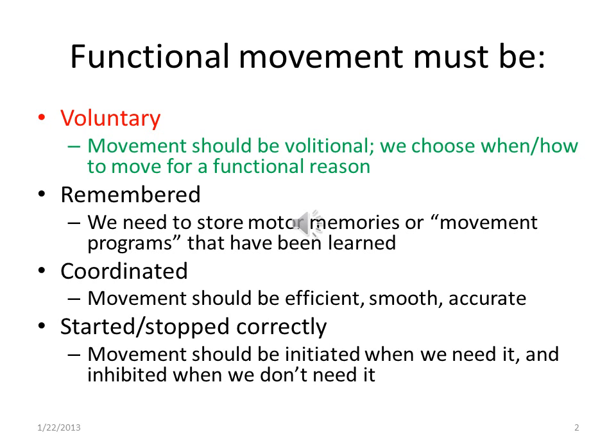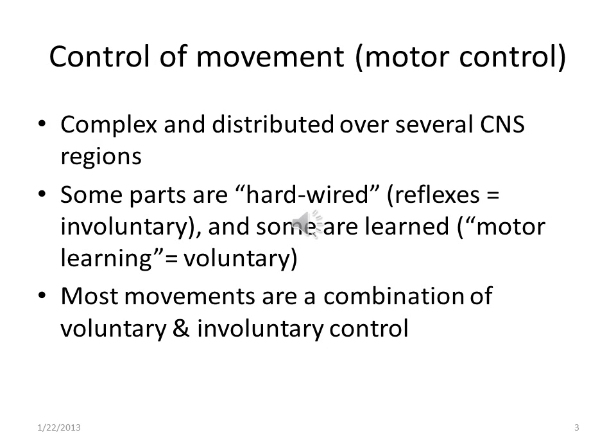We're going to start with looking at voluntary or volitional movement. The control of movement is sometimes called motor control. It is complex, and as the slide says, it is distributed over a number of different regions and circuits within the central nervous system. Some parts are hardwired, such as reflexes, which are not voluntary, and others are learned. These are voluntary functions. And most of the time when we move, we're using a combination of both voluntary and involuntary control systems.